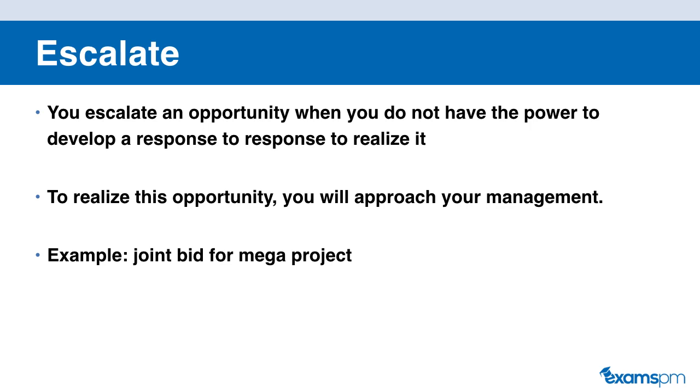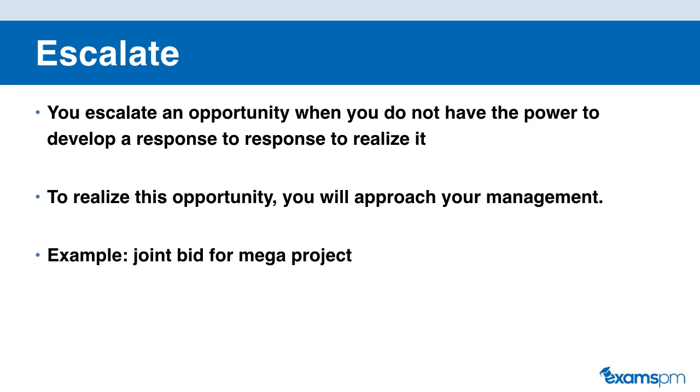Next up, we have escalate. You will use this risk response strategy when there is an opportunity for you on your project, but you can't realize it because you don't have the power to. So in order to realize this opportunity, you need to escalate it. You need to approach your management team or your PMO office, and have them agree to manage this opportunity for you in order for you to realize this opportunity for your project. Even though you escalate it, it is still your job to monitor this opportunity or positive risk for your project.